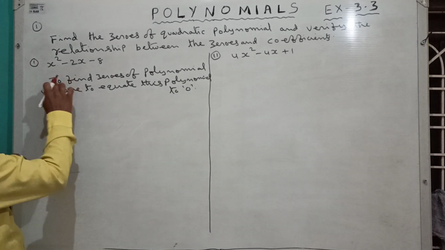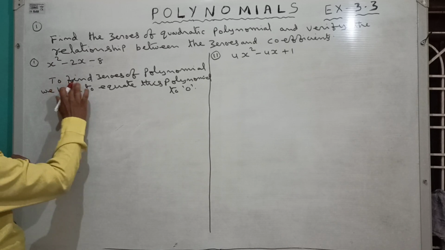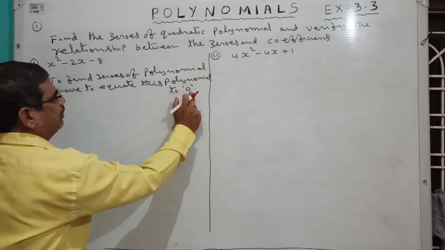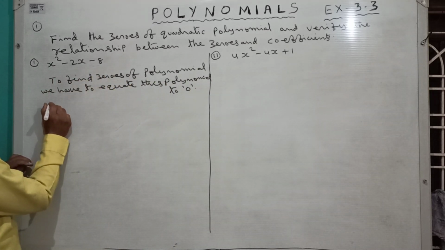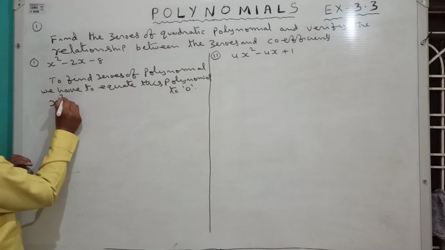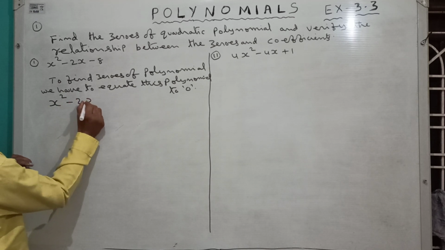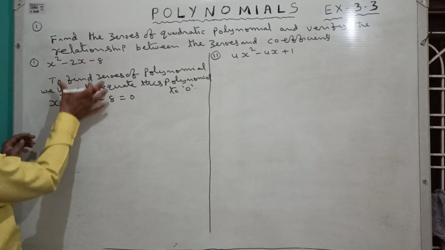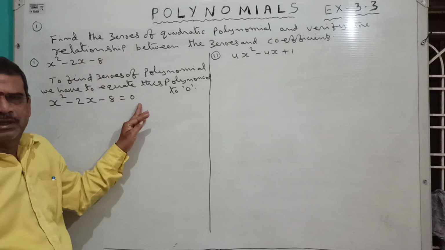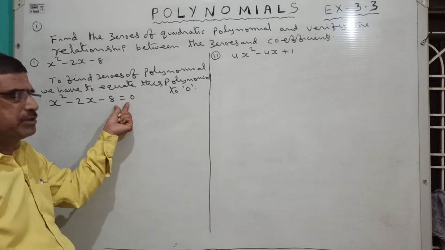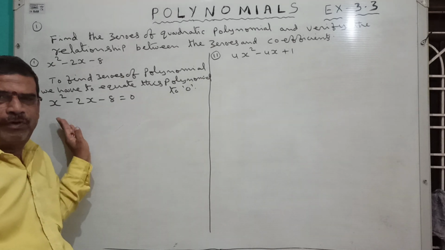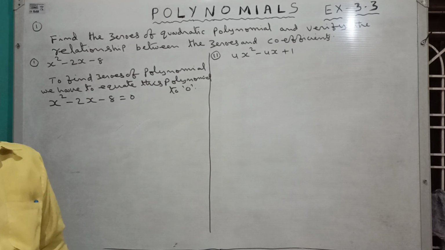Okay. So for that reason I am writing here: to find the zeros of the polynomial, we have to equate this polynomial to 0. So that is x square minus 2x minus 8 is equal to 0. I am equating it to 0. So now I have to find the factors for this polynomial.